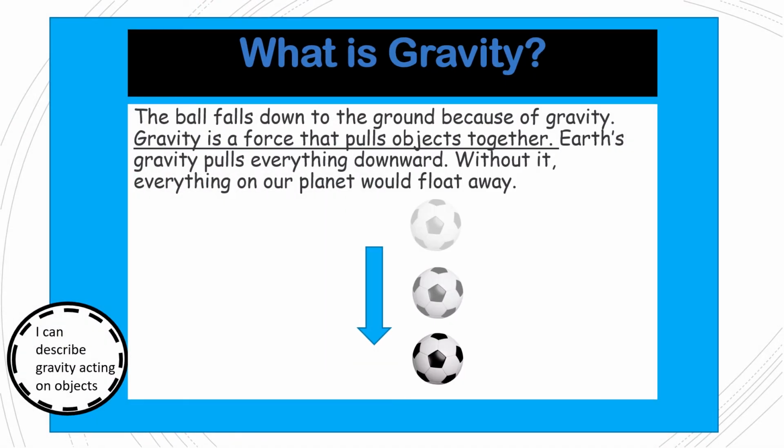What is gravity? The ball falls down to the ground because of gravity. Gravity is a force that pulls objects together. Earth's gravity pulls everything downward. Without it, everything on our planet would float away. That's how we are on the ground, and that we're not floating. That's why everything around us is not floating, because of gravity. It keeps us downward.